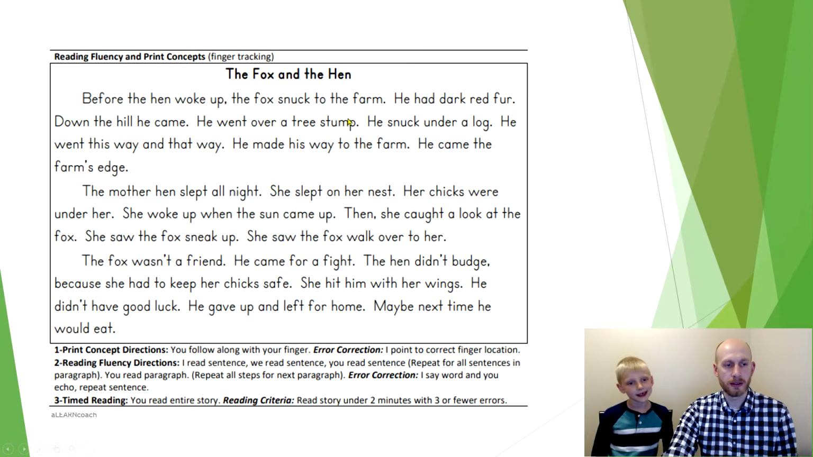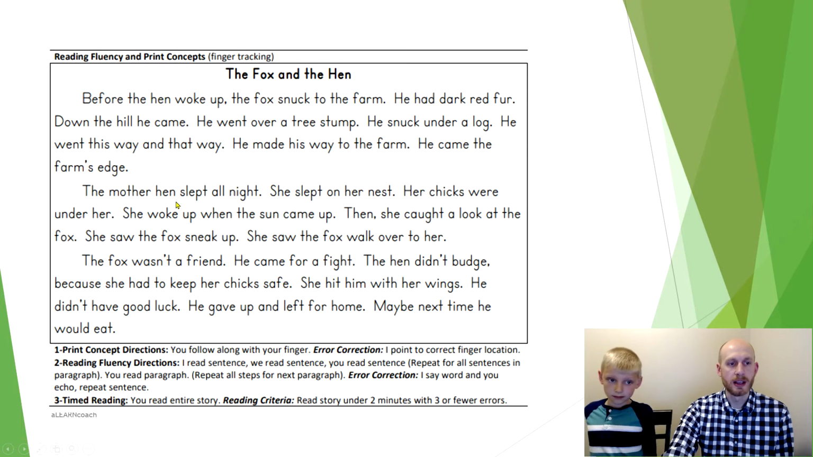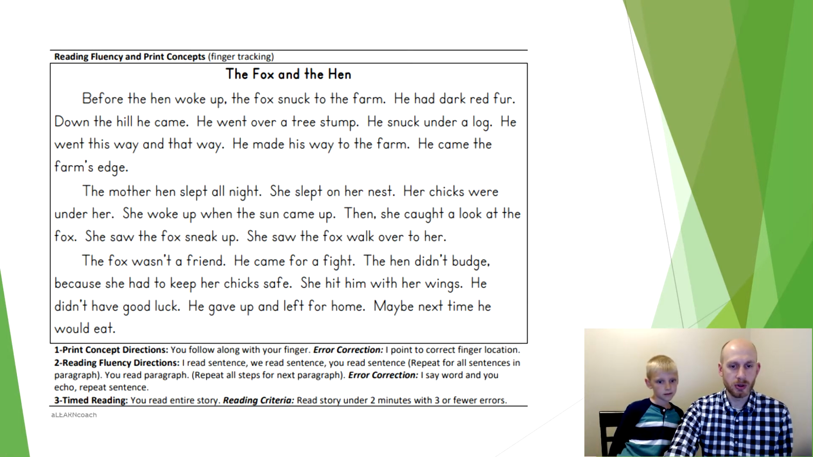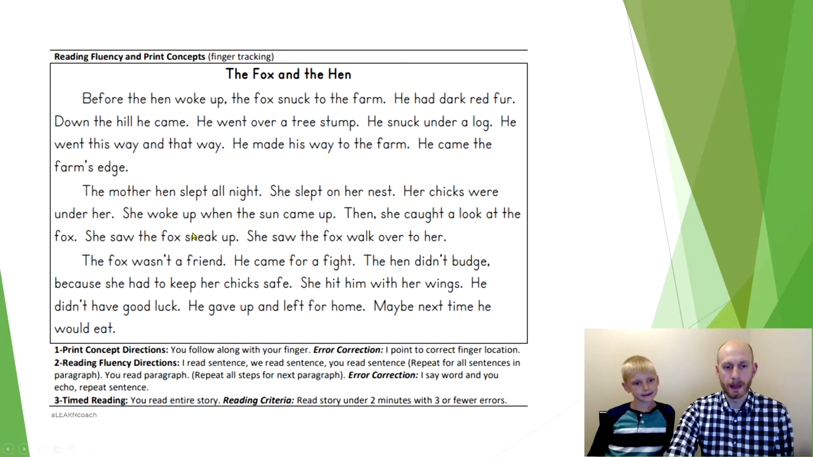And you keep doing that for each of the sentences that make up the paragraph. And then you're going to have the student read the paragraph. And then you're ready to do the sentences and the paragraph for the remaining portion of the story. And then you're going to have the student read the whole story with the time criteria of reading it under 2 minutes with 3 or fewer errors. Be careful to watch out for that reading criteria as it changes later on.